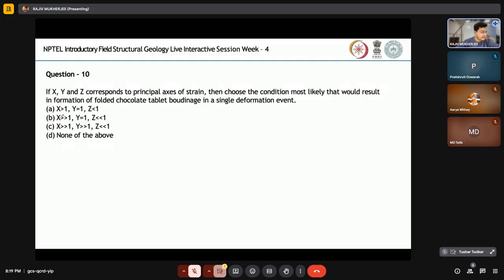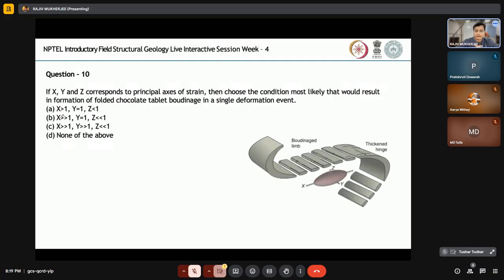So this is a question related to the chocolate tablet boudinage formation. And this is how it looks. Right? So we get the boudinage limb, thickened hinge, and they appear like Kit Kat bars. Right? So these are just like chocolate bars, and that is why they are called the chocolate tablet boudinage. So it is kind of a signature of a transtensional deformation. We have shearing, folding, and then tension developed along the limbs that are getting stretched, and therefore we are forming boudinage. Right?